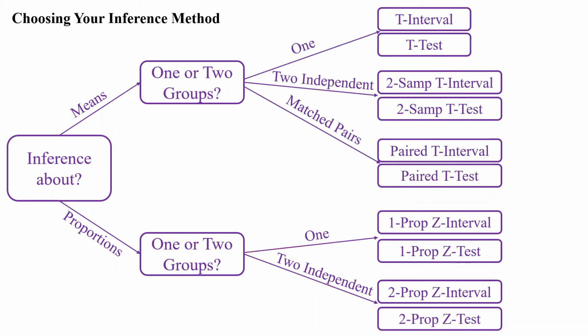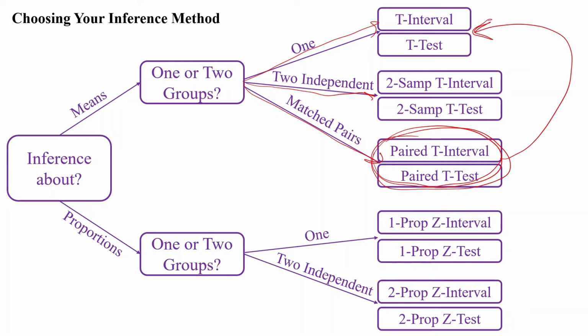For means, one or two groups, you actually have three options here. We have the one sample, we have the two sample, and then we have a matched pairs experiment. Now, the paired t-interval and paired t-test are actually just the one sample t-interval and t-test. Just the way we set up our problem and get the data makes it a matched pairs experiment, but actually performing the inference procedure is the same as a one sample t-interval or t-test. But we do have to make sure we identify that correctly.